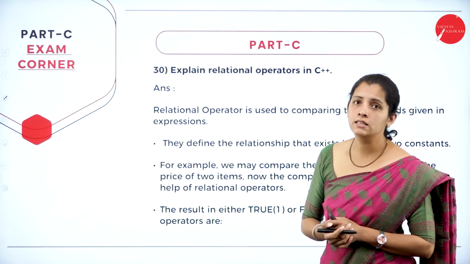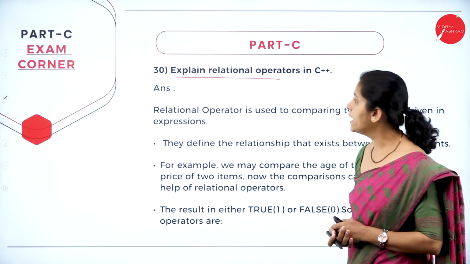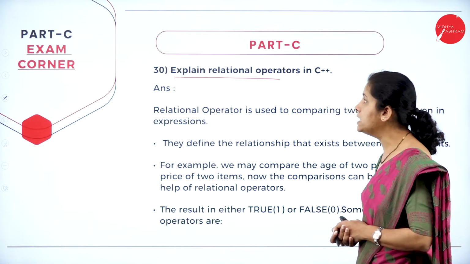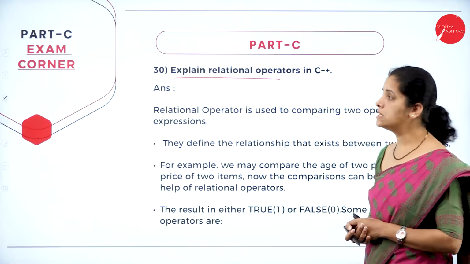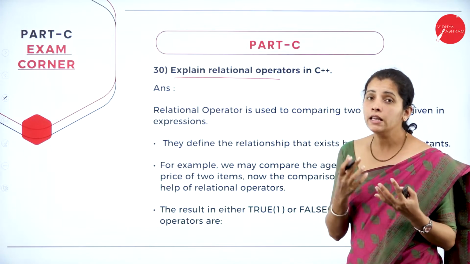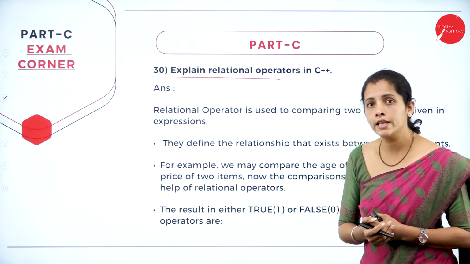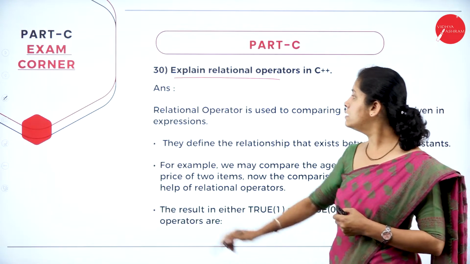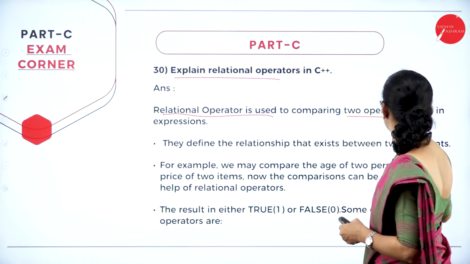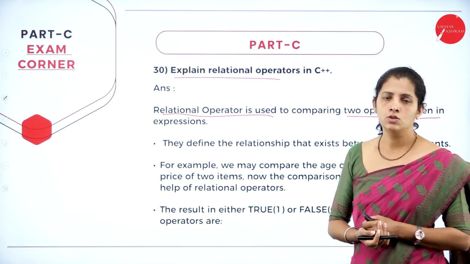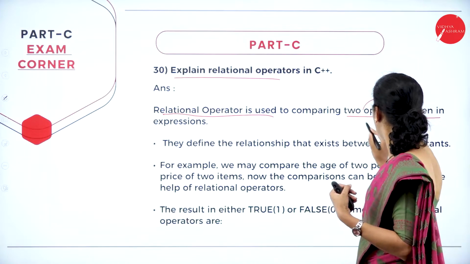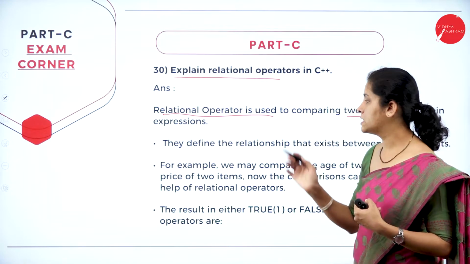Moving further, let me consider another question here. Explain relational operators in C++. I repeat, explain relational operators in C++. So what is a relational operator? Suppose I want to know the relationship between two variables, I require a relational operator. So here a relational operator is used to compare two operands given in an expression. It is mainly used to compare two variables, also called operands, in the given expression.